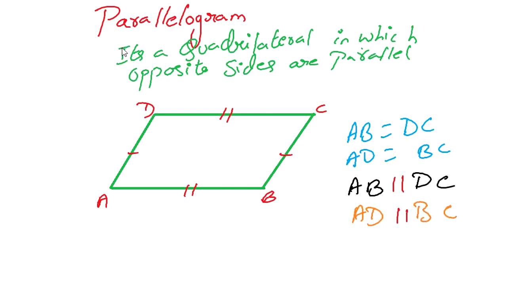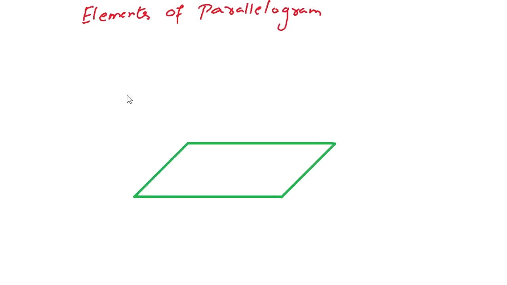Now this is a parallelogram. All the other types of parallelogram could be like a rectangle or a square. All these are different types of parallelograms. So now let us go about seeing the different elements or properties of a parallelogram. Let us consider this parallelogram for example, and let's name it A, B, C and D.